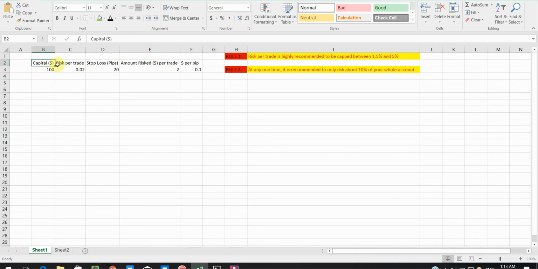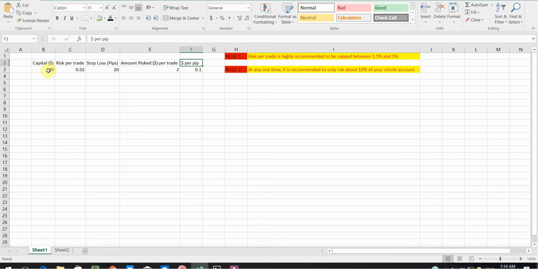So for this calculation, you will only need 5 columns. Capital, which is the amount of money you are willing to invest into your Forex trading. Risk per trade. Stop loss in terms of pips. Amount risk per trade in terms of dollars or pounds, or depending on whatever currency you may be using, and dollars per pip.